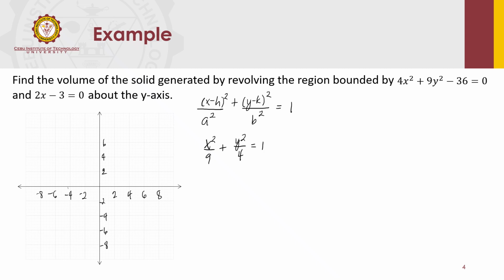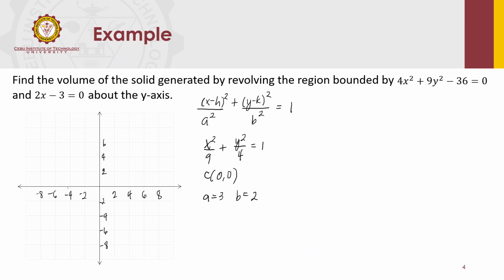So again, the center of the ellipse is at 0, 0, since there are no x and y terms. And then the major axis is labeled using letter A and the minor axis using letter B. So between the two, 9 is greater, so this represents A squared. So A therefore is 3 and B is square root of 4 or 2.